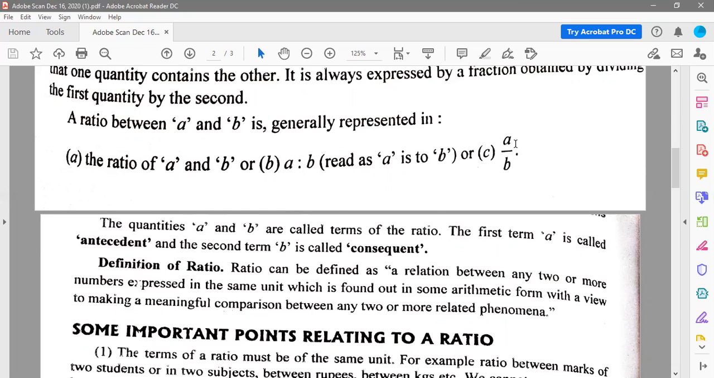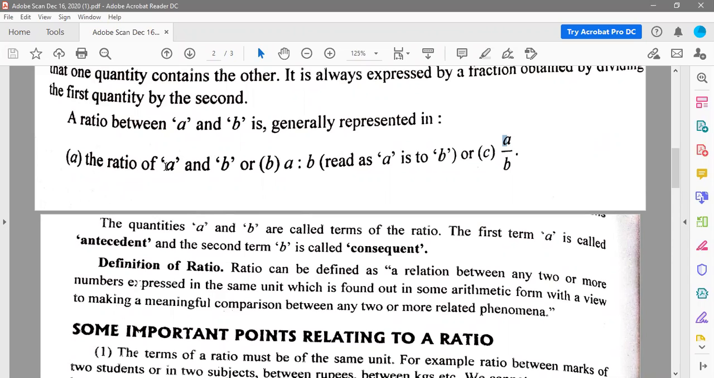This is very important to remember because we'll be using this in the questions when we solve them. So the first one is the ratio of A and B. Second one is A is to B. Third one is A by B. Now this A part, whatever you see in all the three forms, is called the antecedent. This is the first term of the ratio. It can be called the first term or the antecedent. And B, whatever you see in the three forms, is called the consequent. It is the second term of the ratio and it is called the consequent.